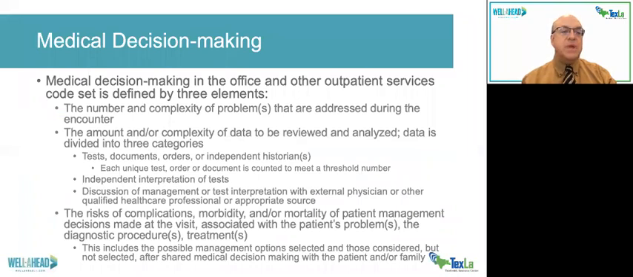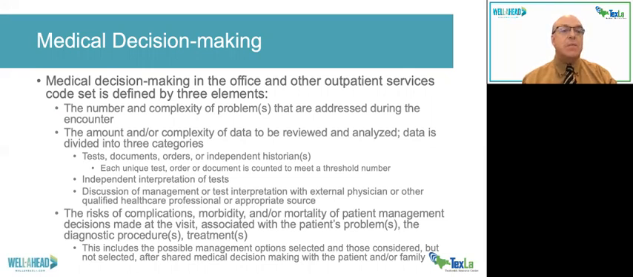In medical decision-making in the office and other outpatient services, your code is set by basically 3 different elements. The number and complexity of problems that are addressed during the encounter can be part of that. And so, we often have 3 different problems. And if you're having lower level of complexities, but you can have one problem that is very complex, and actually, you have higher levels of coding.